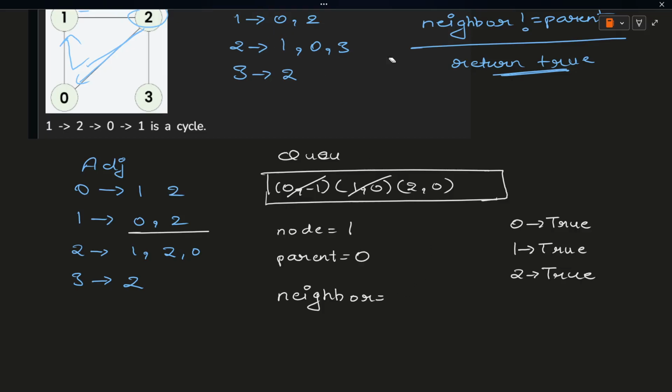Now we'll move to the second neighbor, which is 2. 2 is already visited, which means it is true. Now we'll check our second condition: is it not equal to parent? Yes, it is not equal to parent, which means a cycle exists and we will return true. Okay, so now let's write our code.